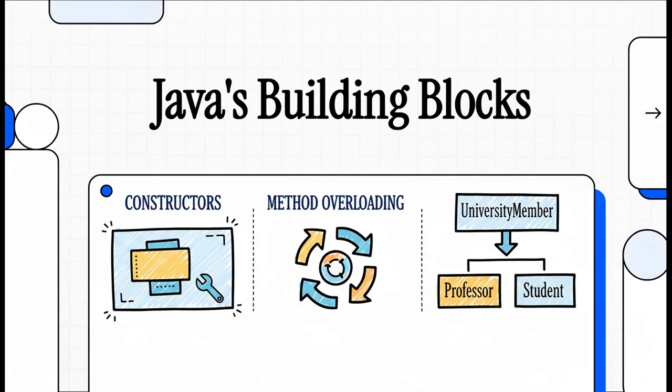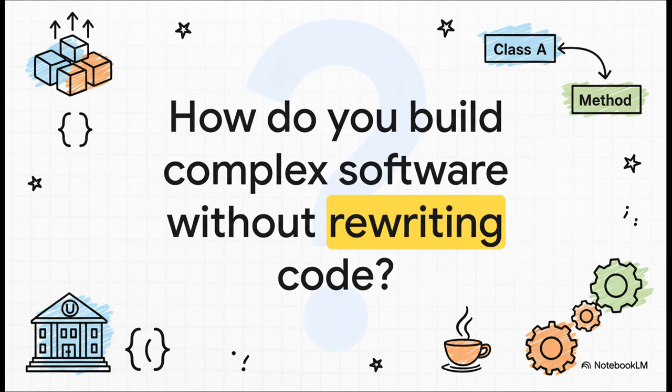Have you ever felt like you're stuck in a loop, just rewriting the same lines of code over and over again? Well, today, we're going to pull back the curtain on the secrets to building smart, reusable Java code that actually saves you time and a whole lot of effort. We're going to explore the fundamental building blocks that let you create really complex applications without having to start from scratch every single time. So, how do you get out of that endless cycle of rewriting code?